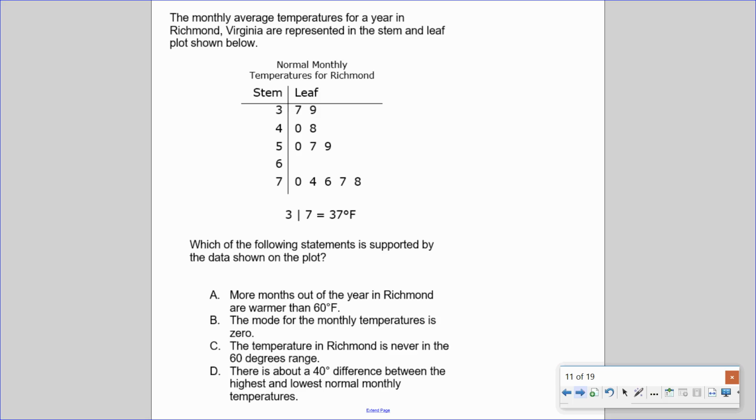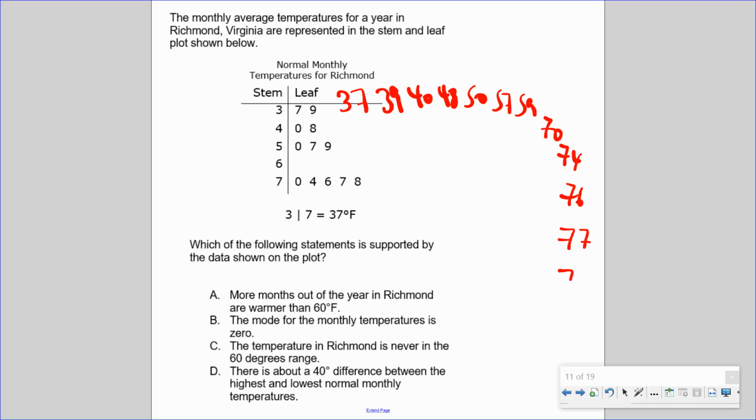And our last question about stem and leaf. Again, we are interpreting the stem and leaf. So you're given a stem and leaf. Can you make some generalization about it? The monthly average temperature for a year in Richmond, Virginia are represented in the stem and leaf. So before I look at the question, let's make some observations. The lowest temperature is 37. The highest temperature is 78. There's no temperatures in the 60s, so I'm going to list them out: 30, 37, 39, 40, 48, 50, 57, 59, nothing in the 60s, 70, 74, 76, 77, 78.